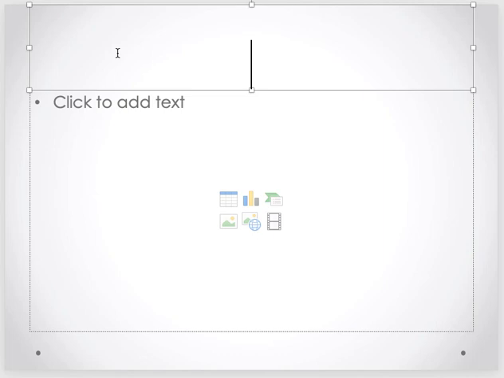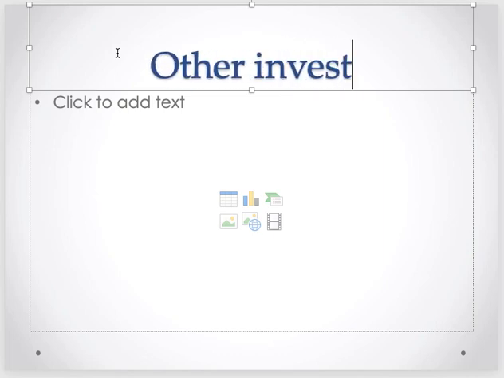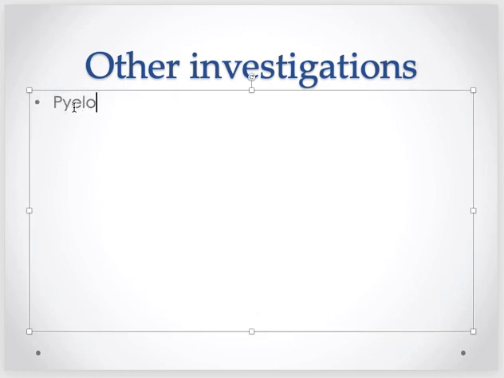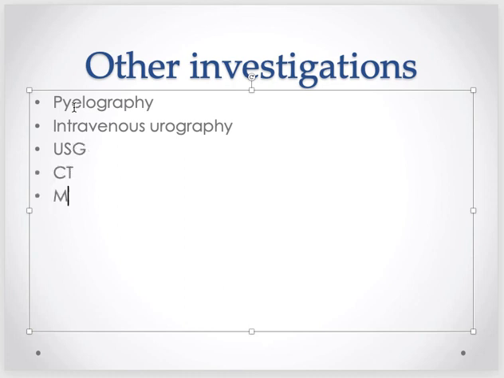So other investigations I talked about are pyelography, intravenous urography, ultrasound, CT, and MRI. Okay, so all these things can be done. Other than that, I was talking about the radionucleotide scan.